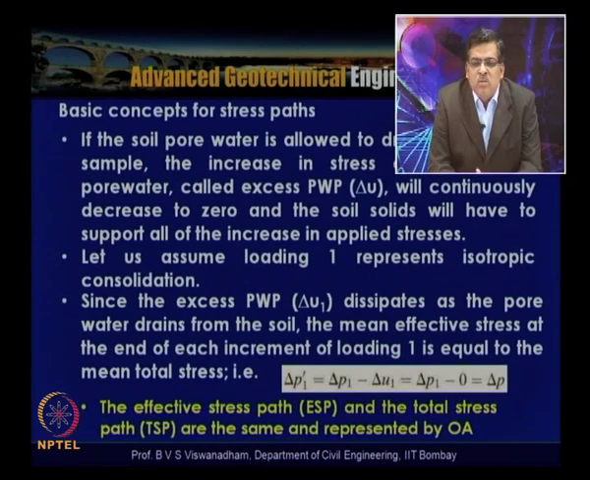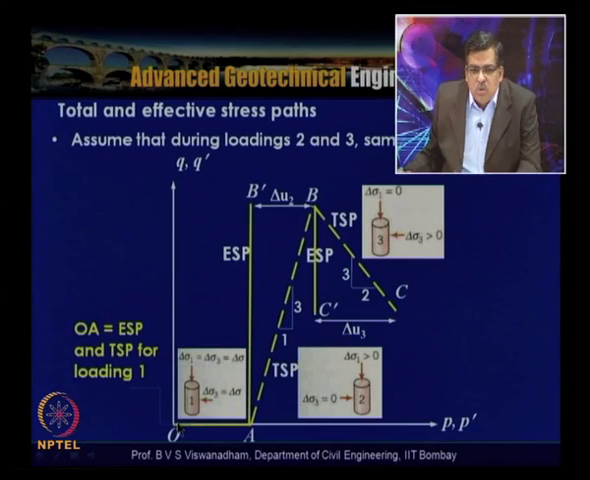both are identical for the isotropic consolidation, and which is represented by OA. That is, during isotropic consolidation, OA represents the effective stress path as well as the total stress path. So in case of isotropic consolidation, the slope of the stress path is 0, along the P or P dash axis, and the stress paths are identical and follow one line, which is the total stress path and effective stress path for the isotropic consolidation.